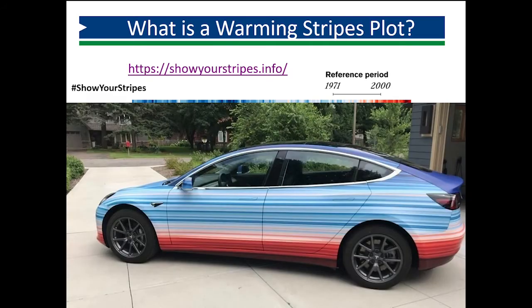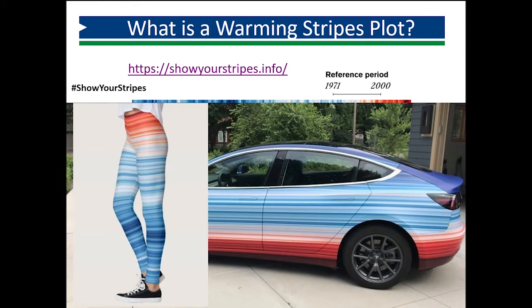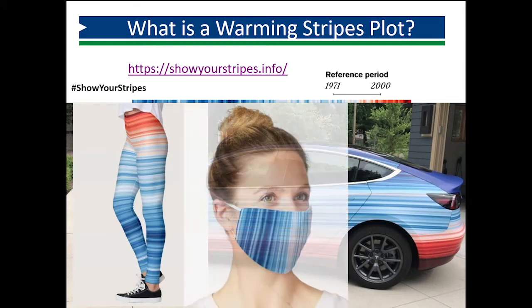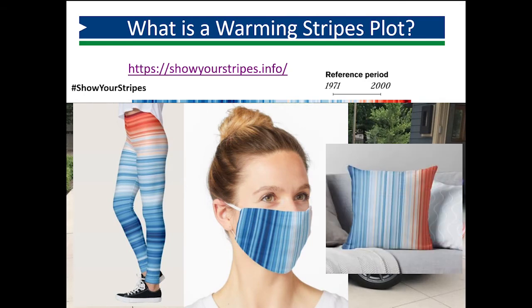You can now get a warming stripes paint job on your Tesla Model 3, a $60 pair of leggings. You can also get a face mask, which are pretty hot right now. Even a throw pillow to decorate your house with. So I wanted to take this concept, which I think is very intuitive and compelling, and adapt it for aquatic ecosystems, which require a different approach than air temperatures. But I wanted to keep this interactive plot generating website, keep that core concept in the fold as well.